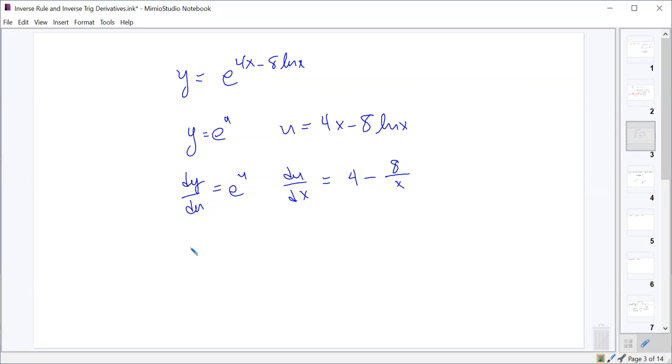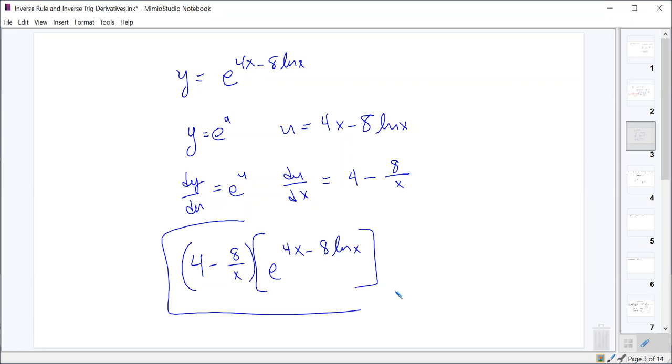And so when we multiply these together, we just get 4 minus 8 over x times e to the u, or e to the 4x minus 8 ln x. Does that make sense?